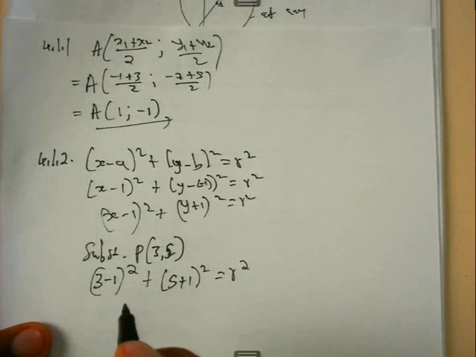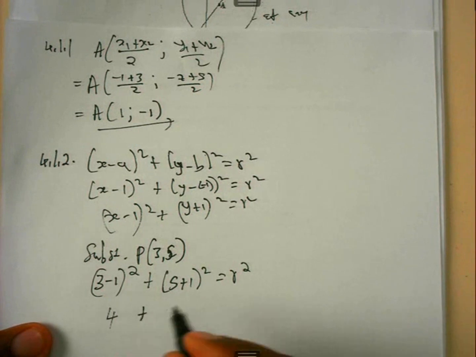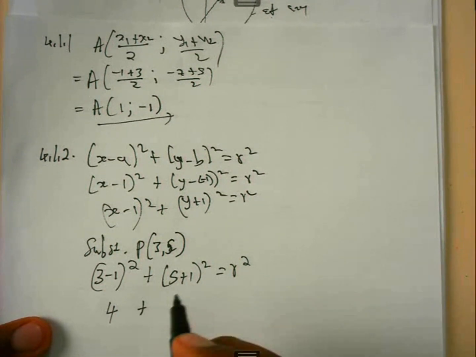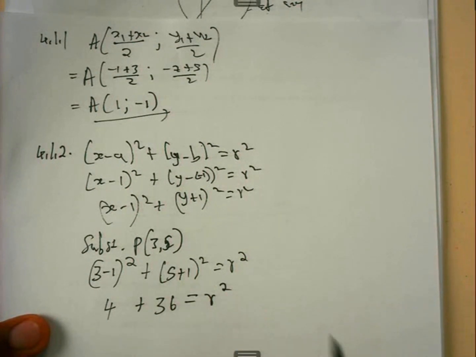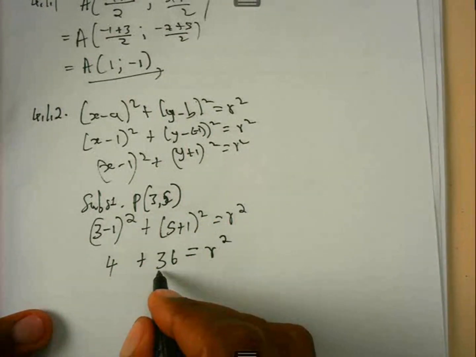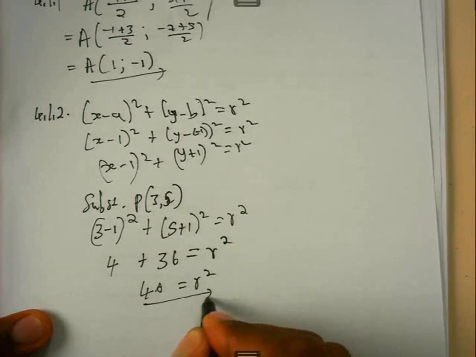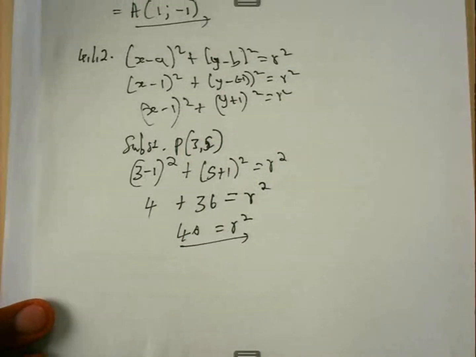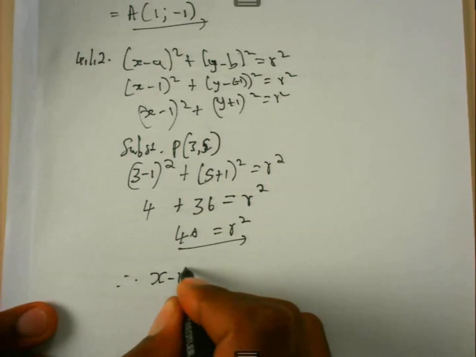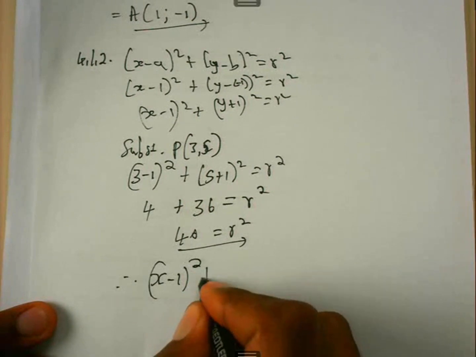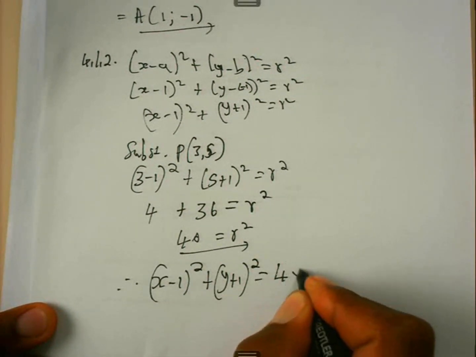Now 3 minus 1 is 2, and 2 squared is 4. Then 5 plus 1 is 6, and 6 squared is 36. Now when I add the two, 36 plus 4 is 40. Therefore r² is equal to 40. Therefore the equation is (x - 1)² + (y + 1)² = 40.